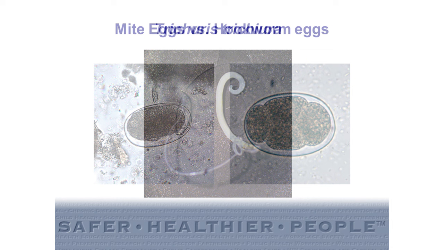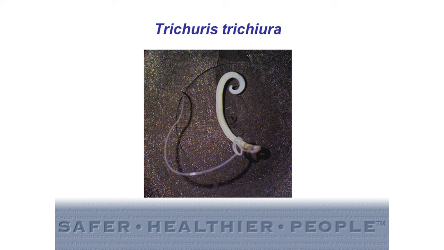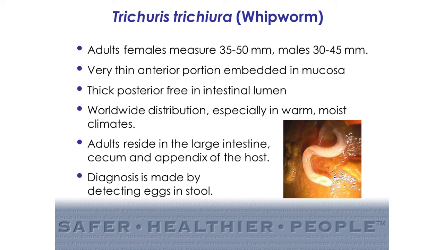We move on to Trichuris trichiura. This is the third most common nematode in humans. It is commonly known as whipworm in reference to its shape and resemblance to a whip. Adult females measure 35 to 50 millimeters and the males 30 to 45 millimeters. The whip-like anterior burrows into the intestinal mucosa while the larger posterior hangs freely in the intestinal lumen.